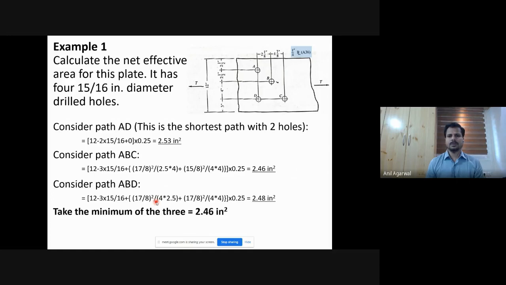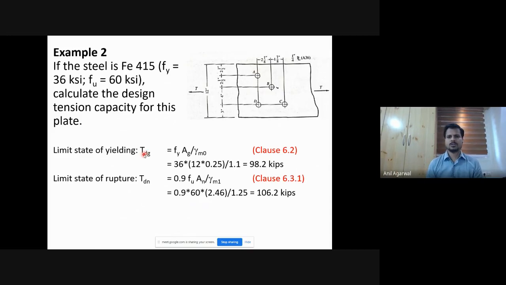Then we had done this example where we calculated the load path of minimum resistance, or the possible fracture path in this plate. So the plate was subjected to tension. The possible paths could be ABC or ABD or AD. And between the three of them, we found that 2.46 inch square is coming for the load path ABC. So that is the path of least resistance or least strength. Then you can calculate the full capacity.